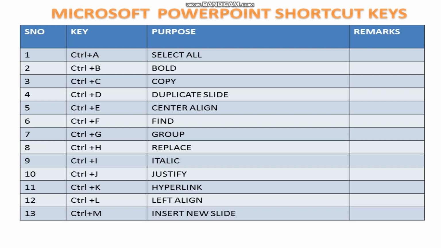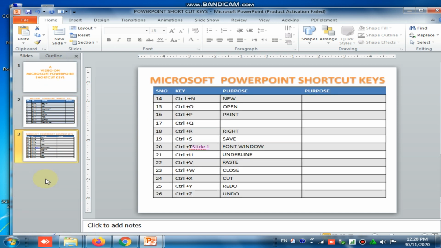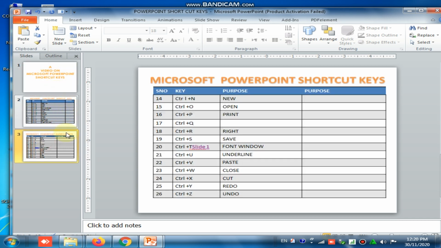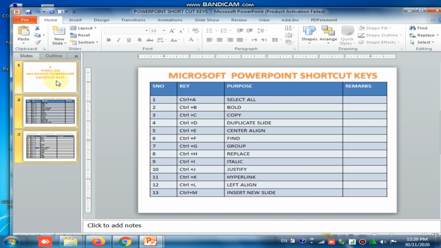First one is Control plus A, select all. I will create one. Now here there are three slides. Instead of selecting individually, I want to select all three slides at a time. Then you have to press Control plus A. If you observe here, all three slides are selected. In this way you can use select all. It will select our entire paragraph or text, whatever you want to select, by using Control plus A.